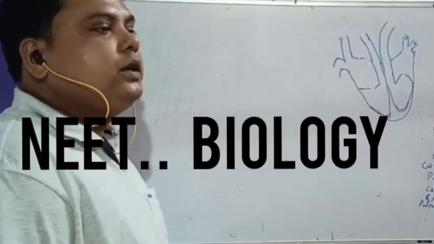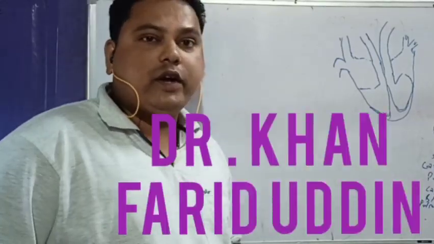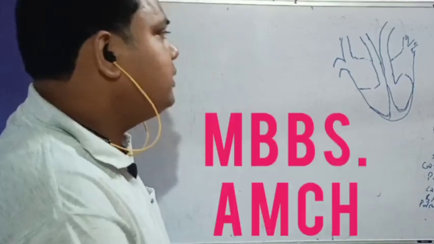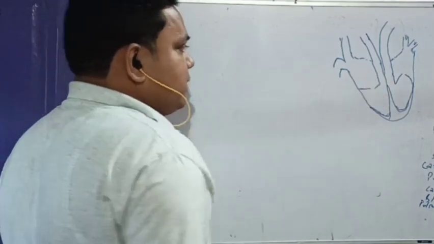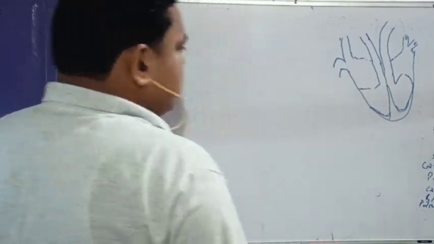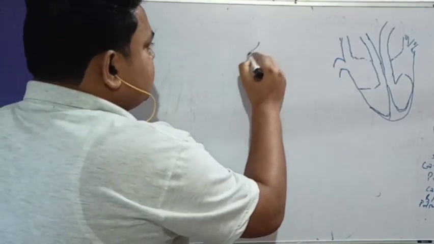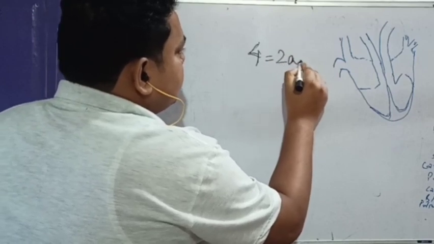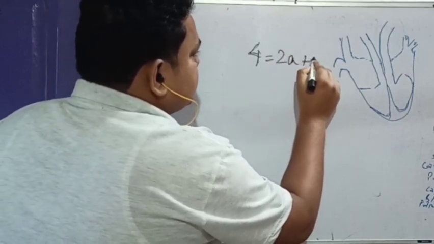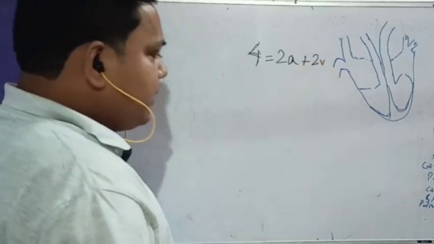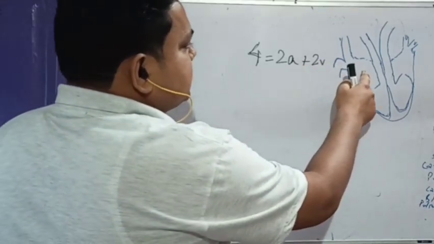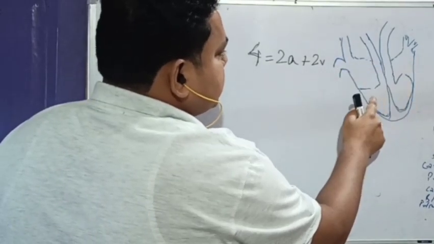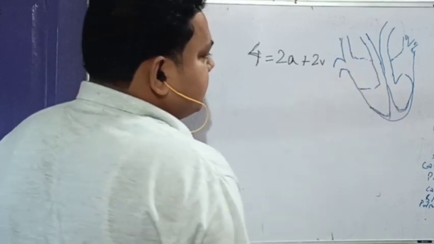Hi students, today I am going to teach a topic on human physiology, and the topic is the human heart. This is a diagram of the human heart. We should remember that our heart is four chambered: two atria plus two ventricles. These two are atria. This is the right atrium, this is the left atrium. This is the right ventricle, this is the left ventricle.